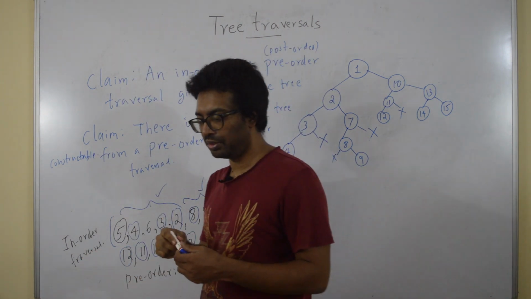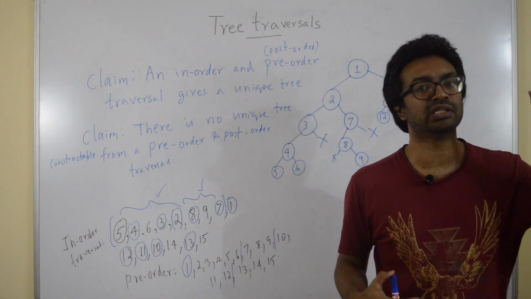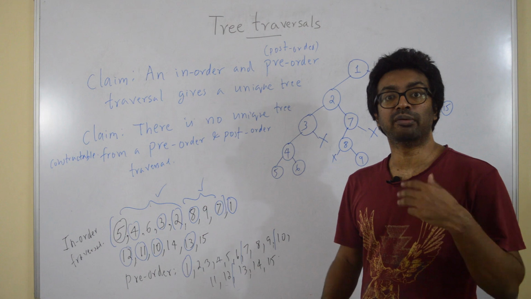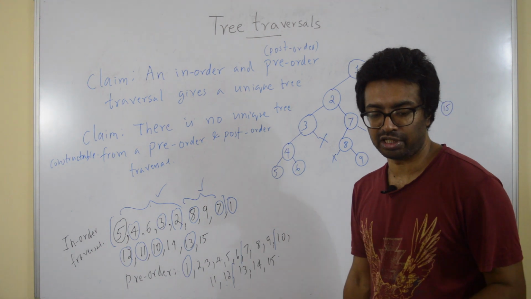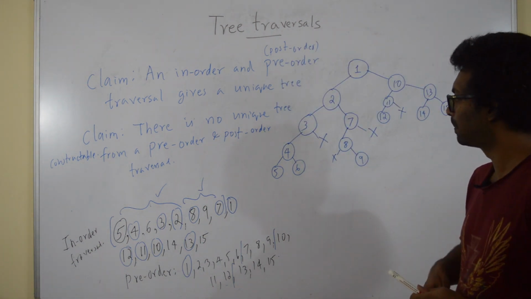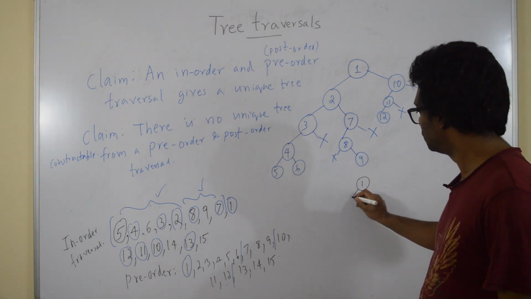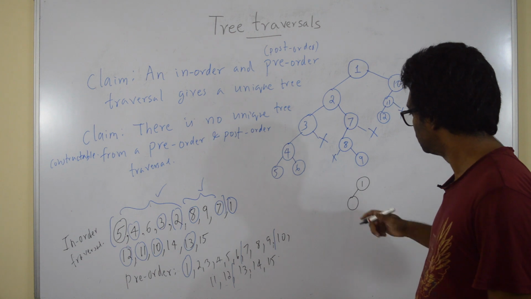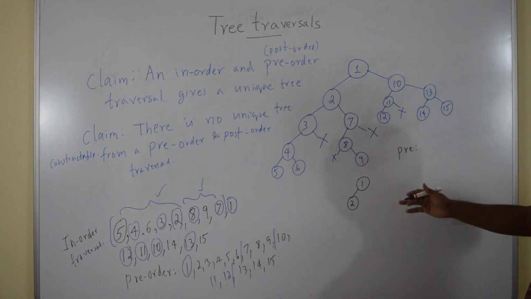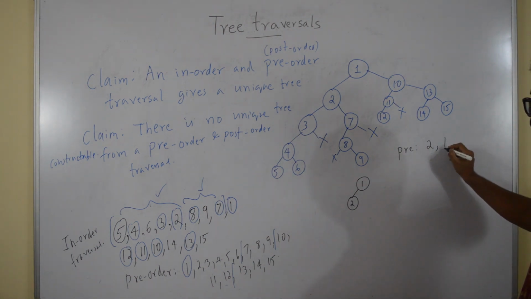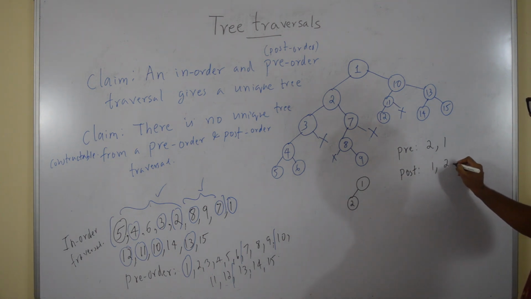So you can't construct a unique tree from a pre-order and a post-order traversal simply because there is no unique tree. There can be multiple trees with the same pre-order and post-order traversal. Let's see whether we can try to build an example. The pre-order traversal of this tree will be 2, 1. Post will be 1, 2.